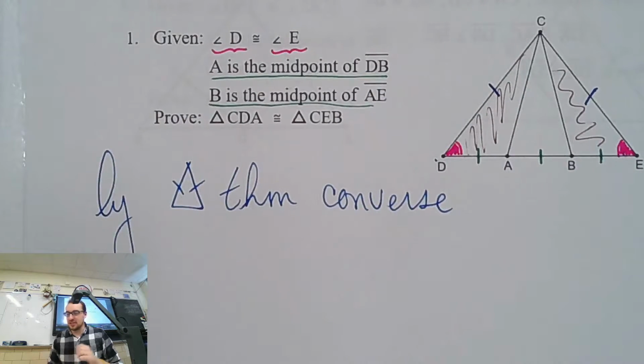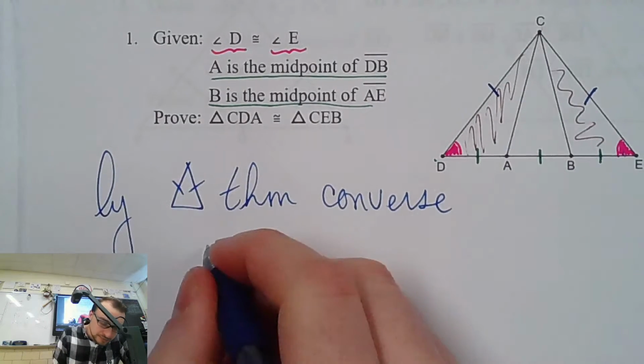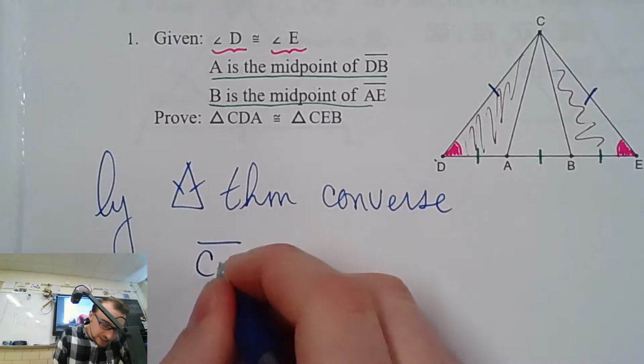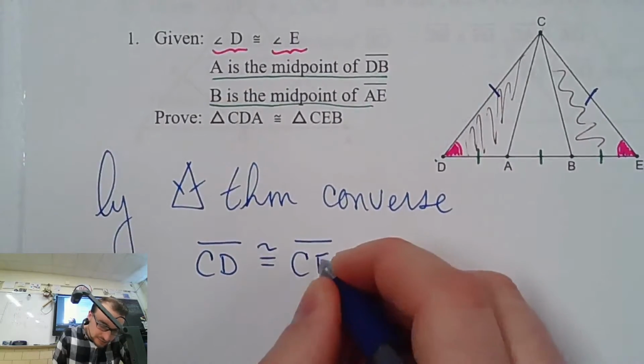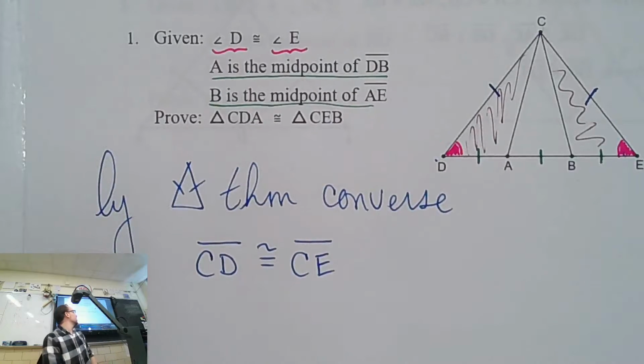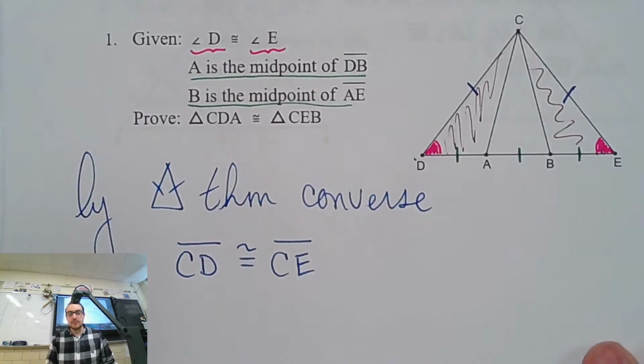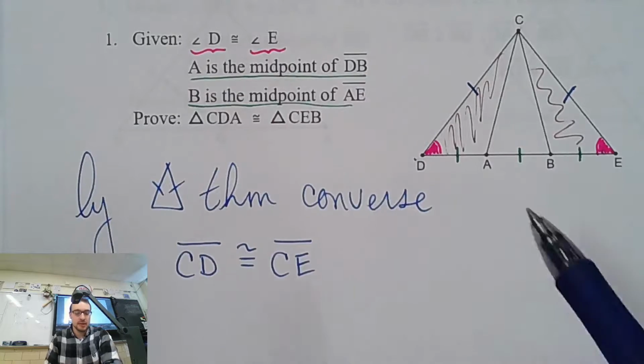Seems very consistent across my classes. So by that, we know that CD is congruent to CE. Great. So we got another side. After you get new information, ask yourself, do I have enough to prove triangles congruent? And if you do, do it. If not, keep looking for more information, right?